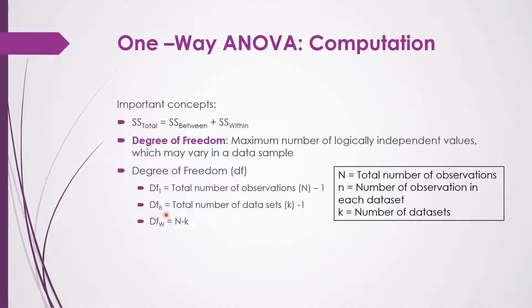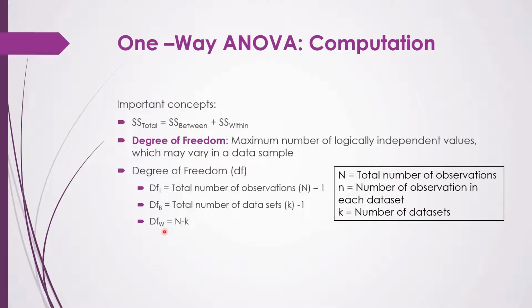Now, the next is degree of freedom between the groups. For this, I need to subtract 1 from the total number of data sets, which I represent with the letter K. I have 3 groups of data. So my total number of data sets is 3, minus 1, 2. So the degree of freedom between the groups here is 2.